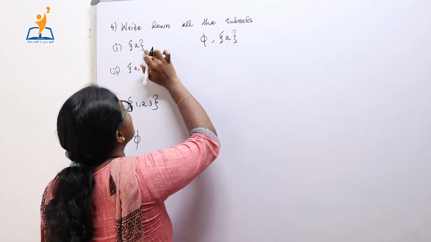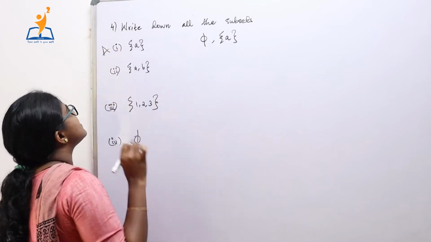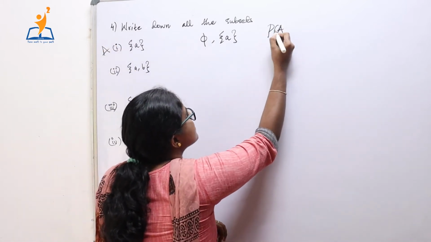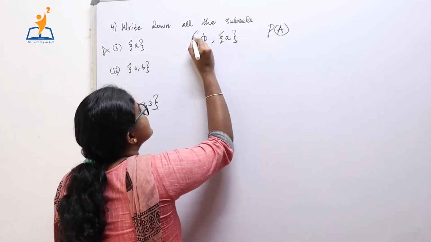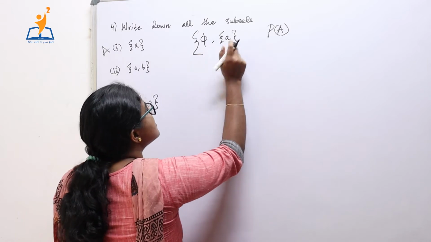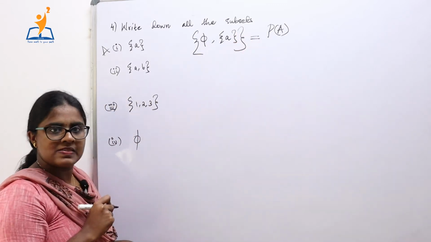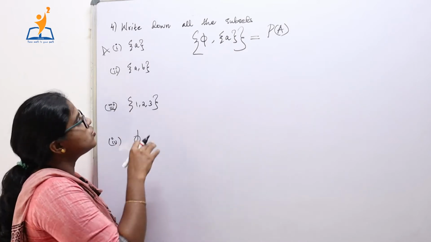We can write the power set of this set, that is, now we can call this set as A. That is, power set of A is the set of all subsets of A, it is this particular set. So that's it. Now we can move to question number 2.